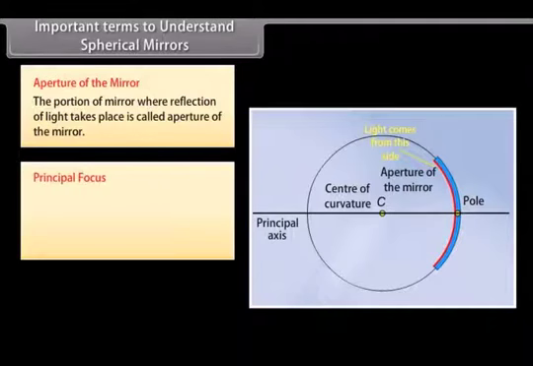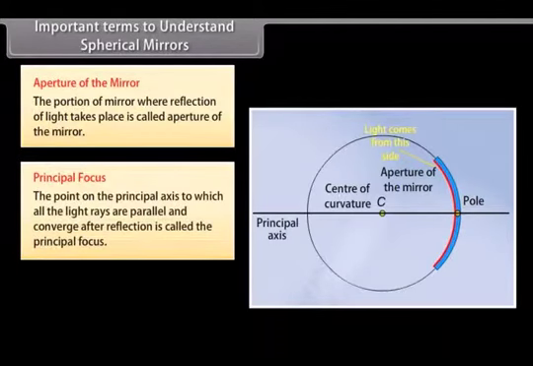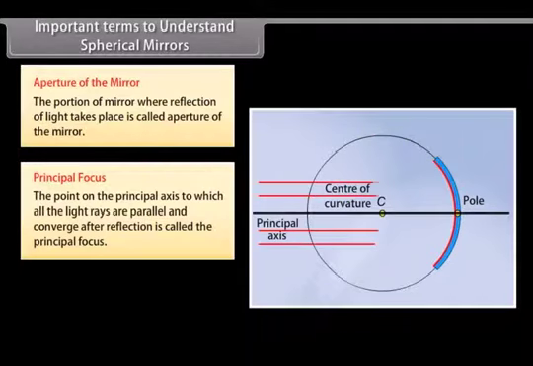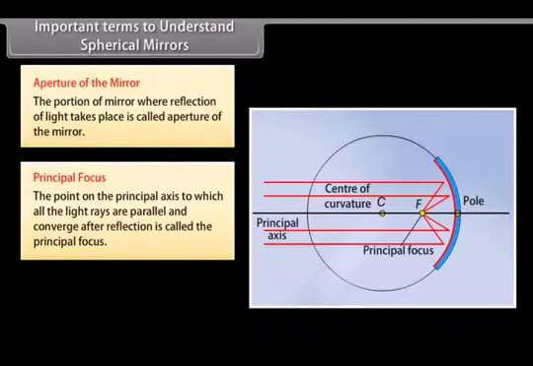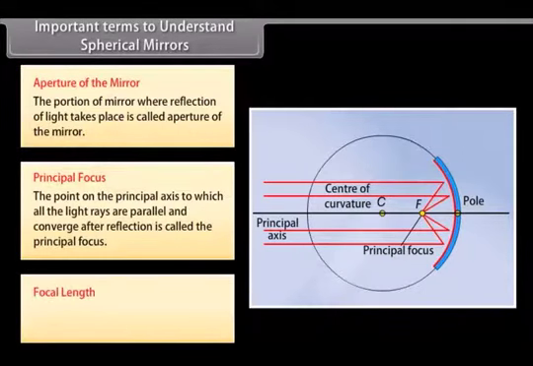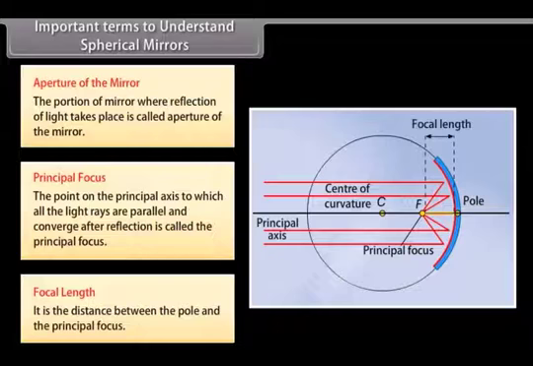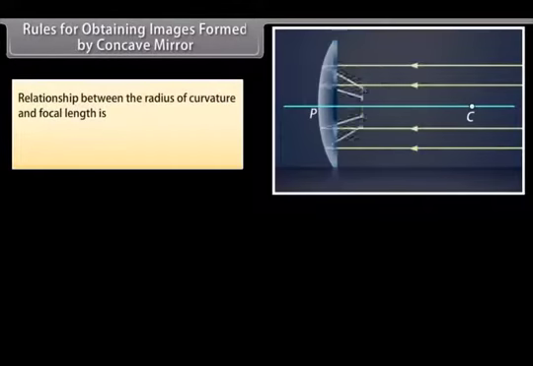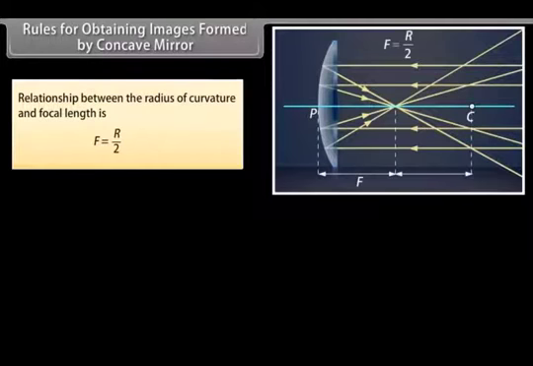Principal focus. The point on the principal axis to which all the light rays parallel to the axis converge after reflection is called the principal focus. Focal length. It is the distance between the pole and the principal focus. Rules for obtaining images formed by concave mirrors. The relationship between the radius of curvature and focal length is F equals R upon 2.